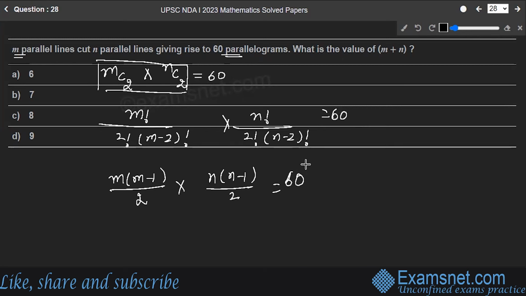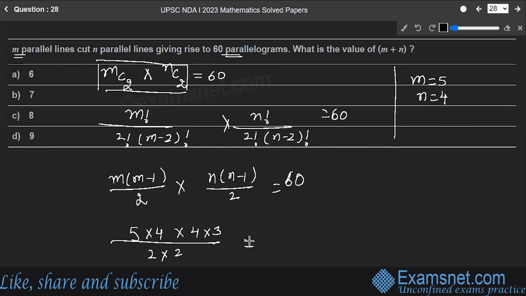Now you have to pick up a pair. Because we have a single equation and two variables, we can't solve it from here. So we have to go for the hit and trial method only. Here comes a mathematics experience. If I take m is equal to 5 and n is equal to 4, let's fill it in. So this will be 5 multiplied by 4 into 3 upon 2 into 2. This should be equal to 60.